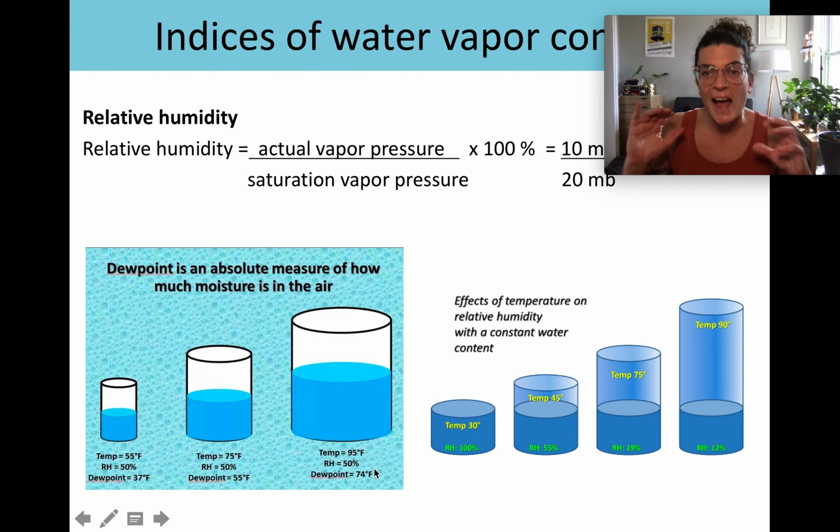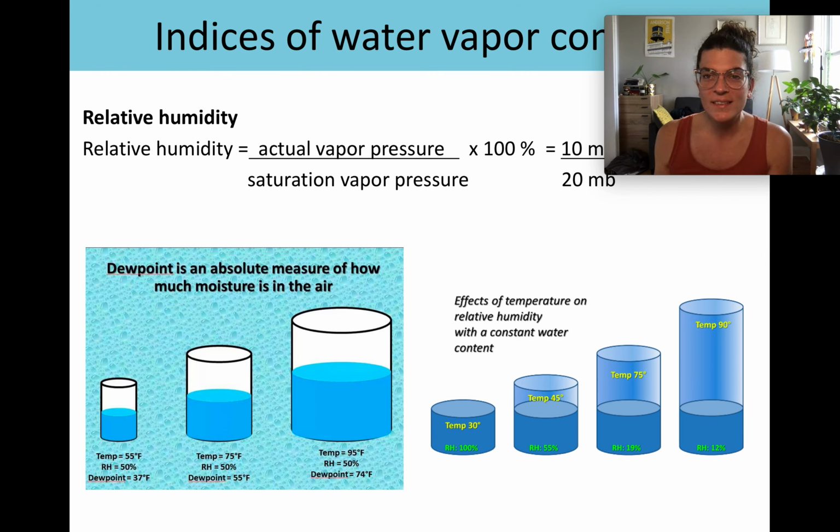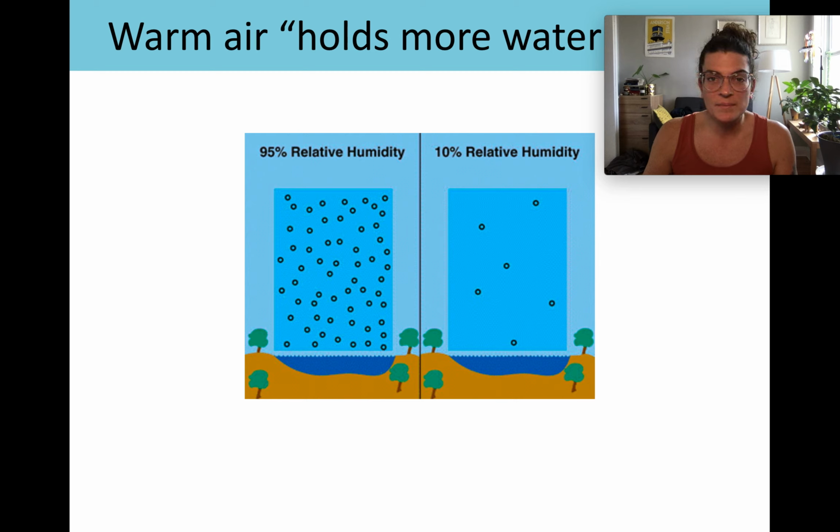So that means that in absolute terms, since warmer air can hold more water, this parcel of air with a dew point of 74 actually contains more physical water vapor than this parcel of air, even though the relative humidity is 50%.